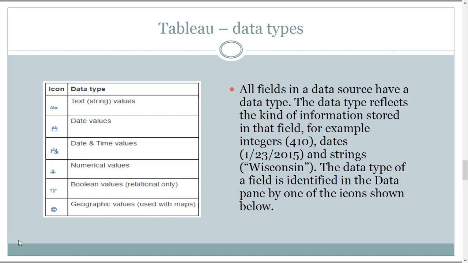Okay. Each data type is being specified by a symbol. So the string values are denoted by ABC. Date value, you can see a calendar symbol. In case you have date and time, in that case you will have a smaller time symbol along with the calendar symbol, and then hash represents the numerical values, and if it is a Boolean value, it will be denoted by true or false, and if you have any geographical values, you will have a geographical symbol.